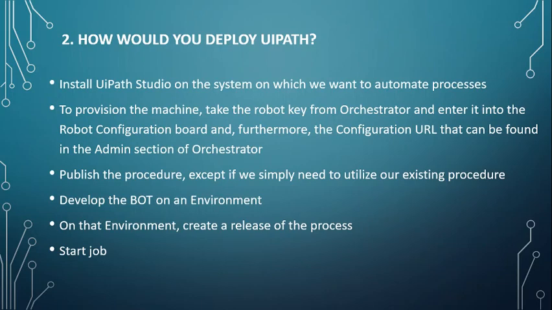Moving to the next one, how would you deploy UiPath? This question is basically on UiPath. You'll have to install UiPath Studio on the system on which you are planning to automate the processes. To provision the machine, take the robot key from Orchestrator and enter it into the robot configuration board, and furthermore the configuration URL that can be found in the admin section of Orchestrator. Once you do this, you'll have to publish the procedure, except if we simply need to utilize our existing procedure. Then you'll have to develop the bot in a particular environment. In that environment you'll have to create a release of the process, then you can release it to the higher environment, and finally you can start a job using Orchestrator.